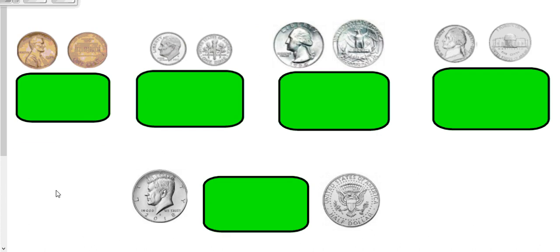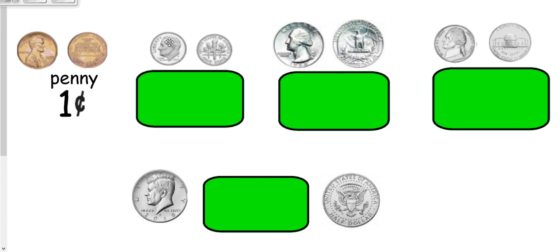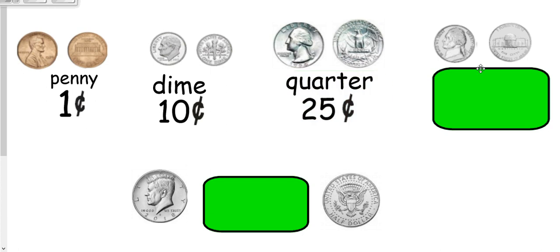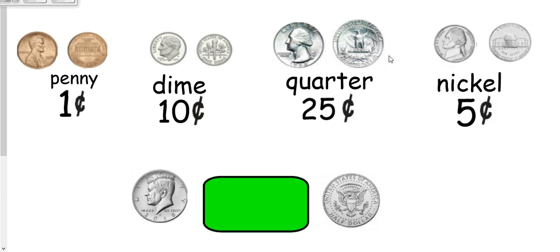We have been learning about our coins, and we have been learning about how to count coins. Let's go over the names of our coins and their values, what each coin is worth. These are pennies. Pennies are worth 1 cent each. These are dimes. Dimes are worth 10 cents each. These are quarters. Quarters are worth 25 cents each. These are nickels. Nickels are worth 5 cents each.